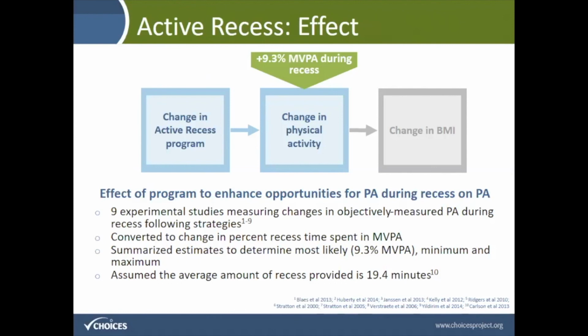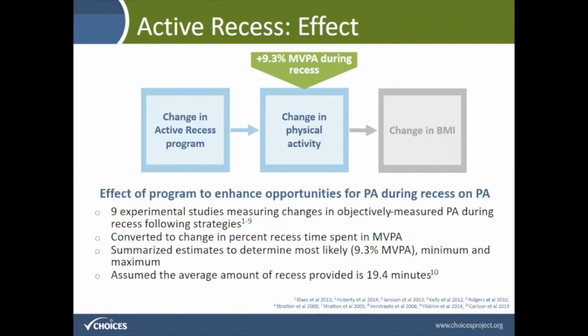So for active recess, we ended up using 9 experimental studies that looked at changes in objectively measured physical activity during recess following strategy implementation. So we didn't have anything that went straight to BMI, but we did have several studies that looked at changes in objectively measured physical activity. We then converted that to a change in percent recess time spent in moderate to vigorous physical activity and summarized our estimates across these 9 studies to determine the most likely one, which was a 9.3% moderate to vigorous physical activity change. And then we also tried to look at the minimum and maximum so we could use that for the uncertainty estimates in our model.